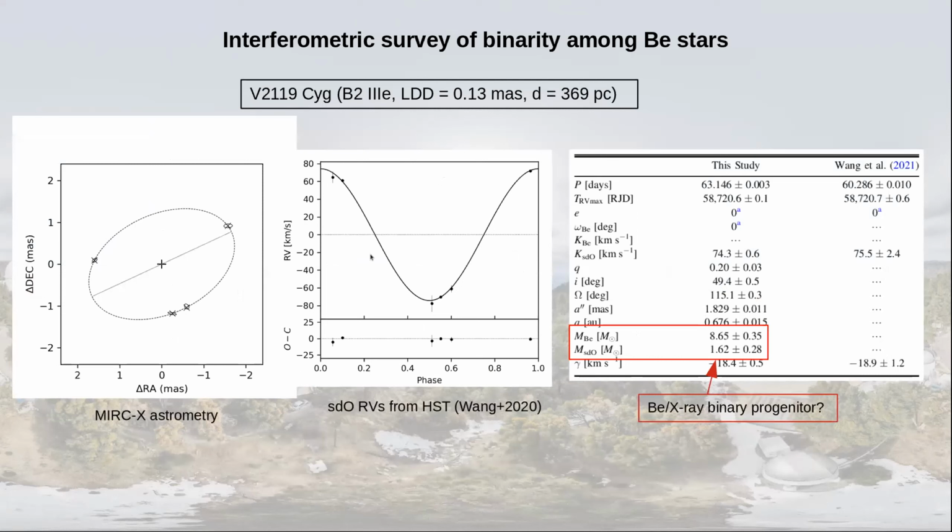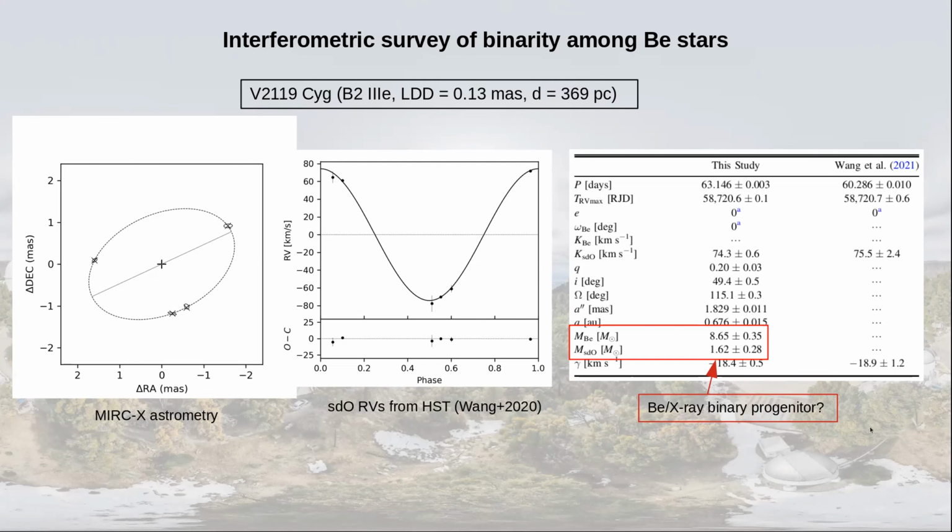And we have a nice RV curve of the secondary again, this time from Hubble Space Telescope, from 6 epochs. So this is much better quality, of course. And we can actually obtain the first estimate of the dynamical masses here. And one interesting thing to note here is that the subdwarf is possibly massive enough to explode in a supernova, forming subsequently a BE X-ray binary.